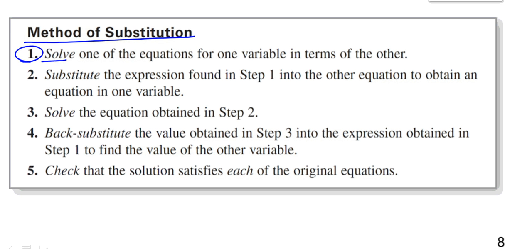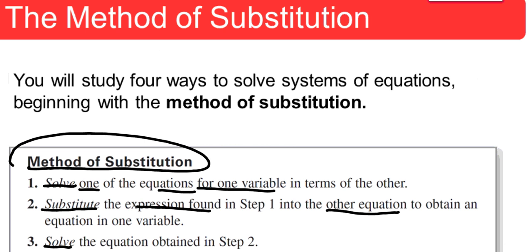So you solve one of the equations for one variable in terms of the others. You substitute the expression that you found into the other equation to end up with an equation with one variable. You solve that equation, so you get that variable, and then you back substitute. Maybe that terminology we haven't used a lot, but that's what it's called. We're going to take that answer that we have and substitute it back into the other equation to find that other variable. And then we want to check that it satisfies each of the original equations as we go.